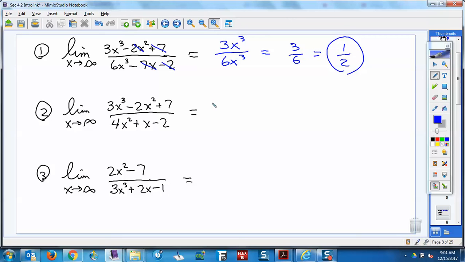Well, the same thing happens here. You're going to essentially have, I like to call this high powers dominate. Okay, so this is going to end up being 3x over 4. Well, what happens when x goes to infinity? What happens to this when x gets really, really big?